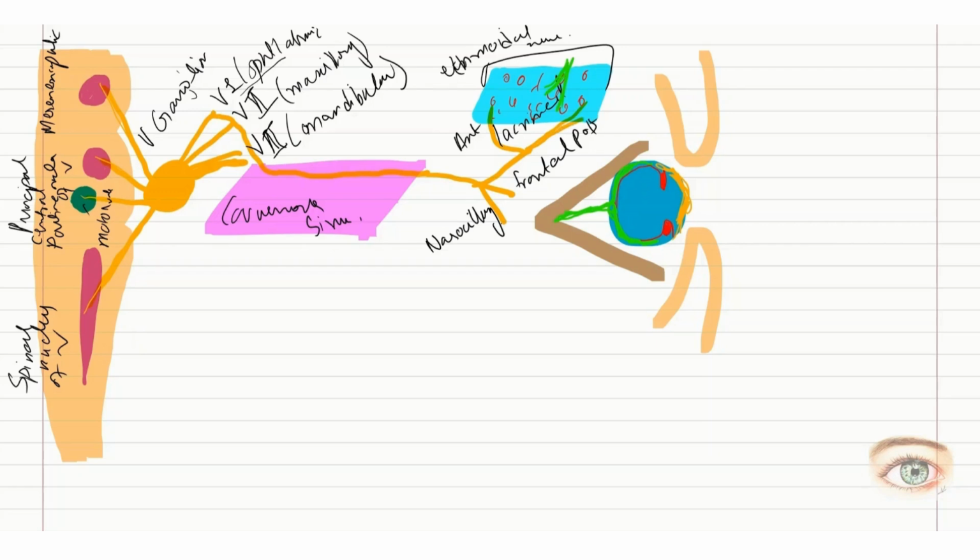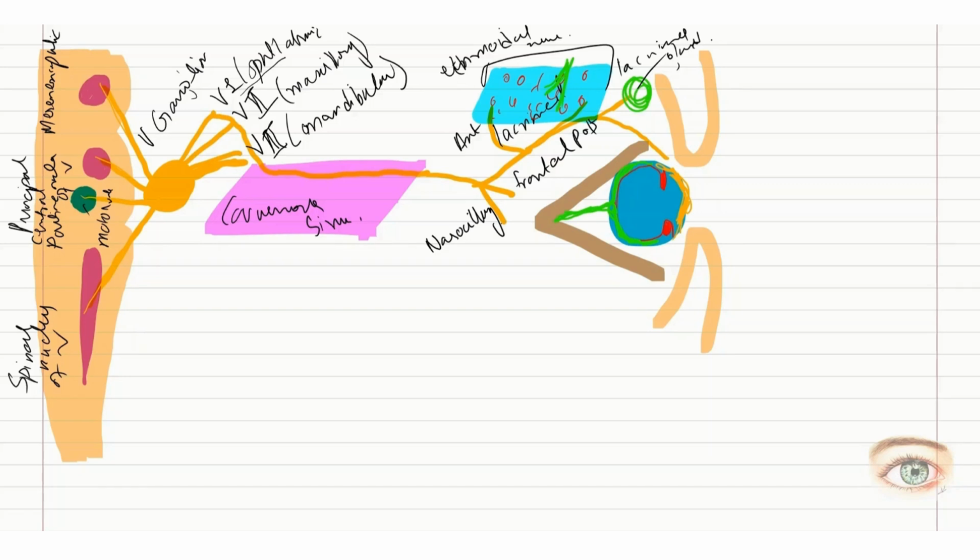Now, next these fibers will travel towards a gland. And we know that on the lateral temporal side of the eye, we have only one gland, and that is the lacrimal gland. So the second division will be to the lacrimal gland.